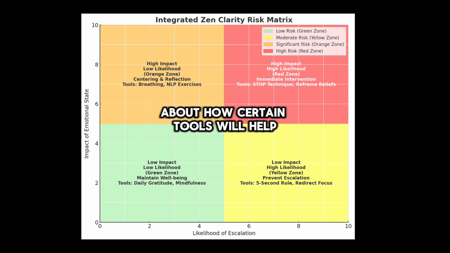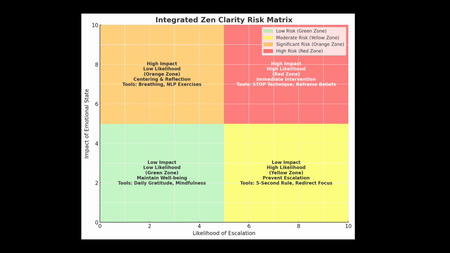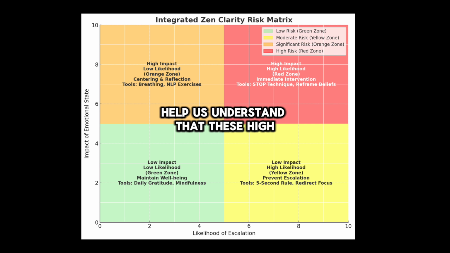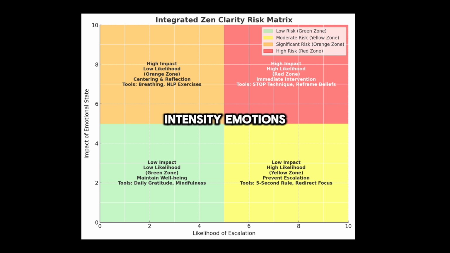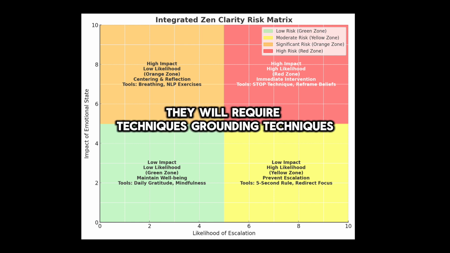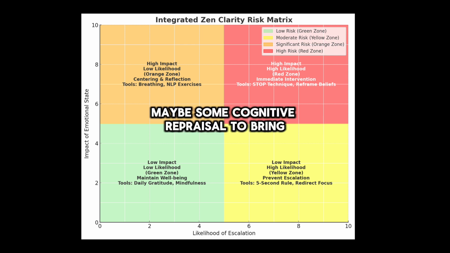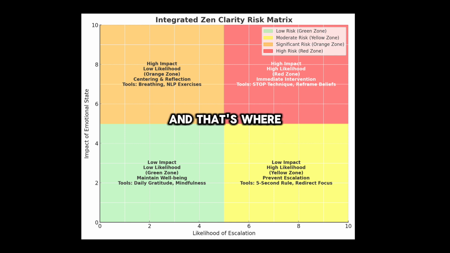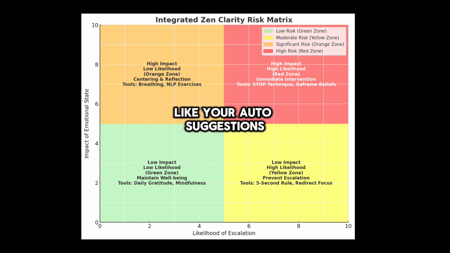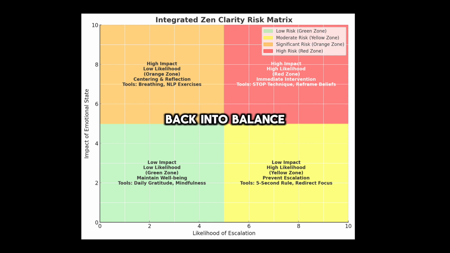And this is where we talk about how certain tools will help us understand that these high intensity emotions, such as overwhelm, will require grounding techniques, maybe some cognitive reappraisal to bring you back into balance. And that's where not only are you introducing things like your autosuggestions and your meditations, but this is where we practically use them. We use them to bring you back into balance.